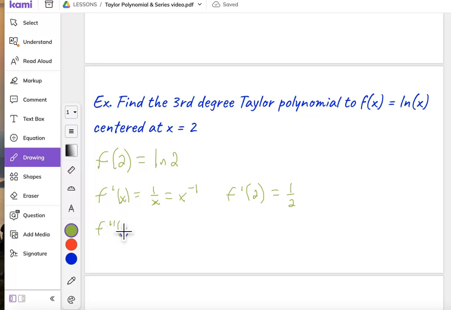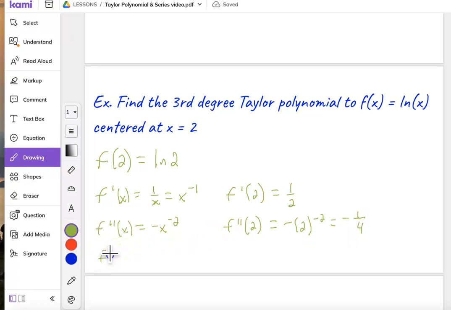The second derivative of our function would be negative x to the negative 2. Then evaluating that second derivative at 2, we would get negative 2 to the negative 2. To make my life a little bit easier, I'm going to get rid of the negative exponent and write that as negative 1 over 2 squared, which is the same thing as negative 1/4.